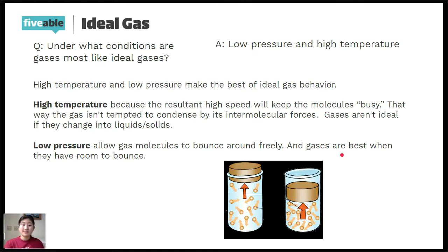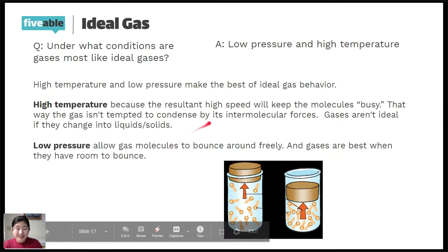So low pressure allows gas molecules to bounce around freely, and gases are best when they have room to bounce, right? When they have more room, they have more freedom to bounce around, and they will not have too much attraction going on. All right, and that is the end of my slides.